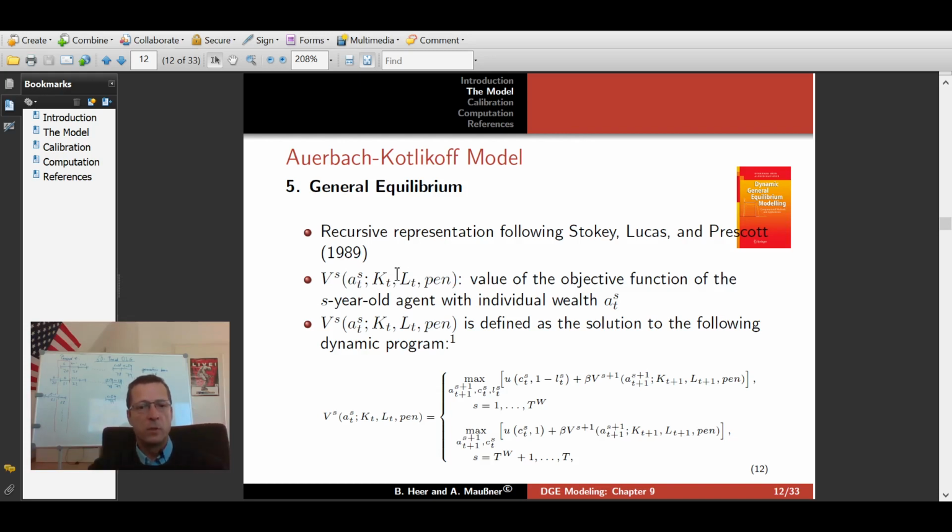So we compute the value function in the second video as a function of the individual asset a_st for given capital stock, aggregate labor supply, and pensions. And this can be described by the following dynamic program. The value function of the s-year-old is the maximum of present utility plus the discounted next period value function. So the value function is just the maximum of lifetime utility. In each period we can divide it up into the sum of the present utility plus the discounted next period value V_{s+1}.